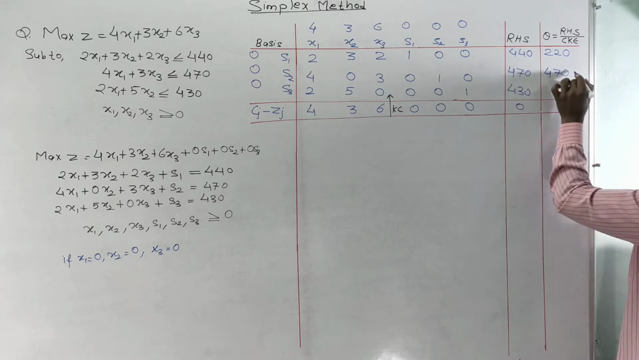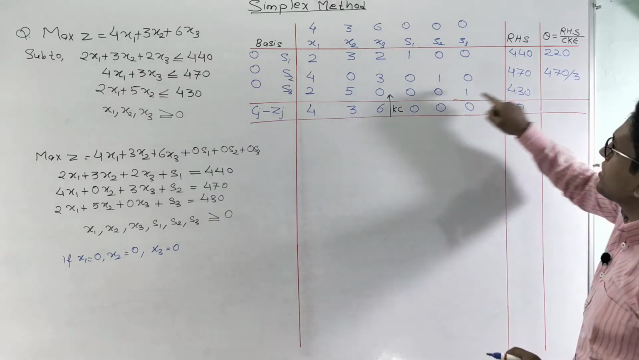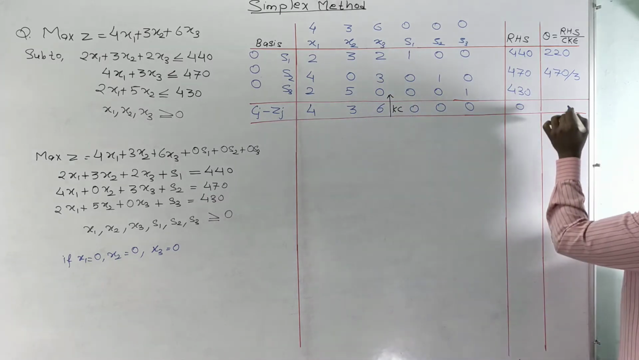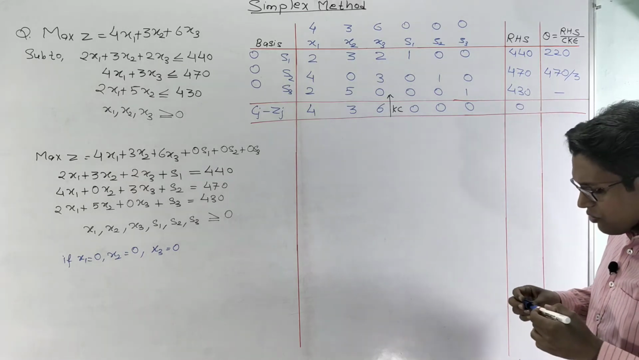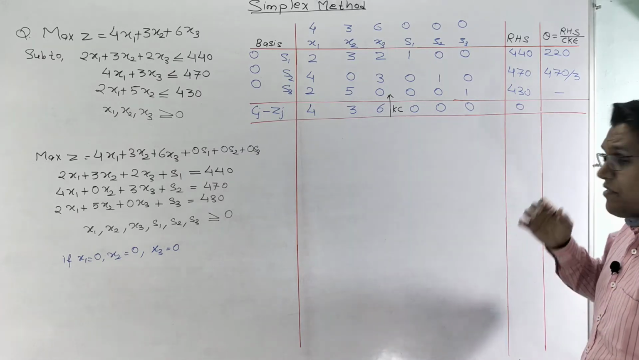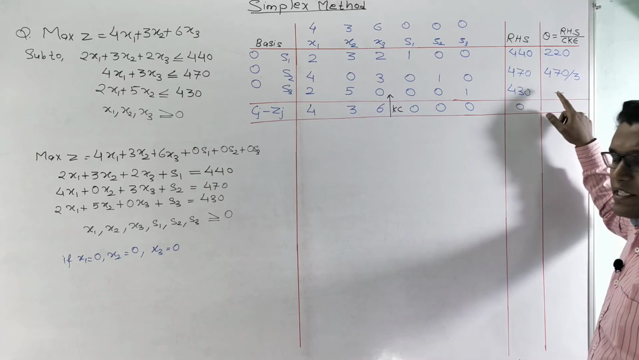470 by 3, and this is 430 divided by 0. Anything divided by 0 will be infinity, or I can simply put a dash, because we do not select the value of infinity. So I have just put a dash here.